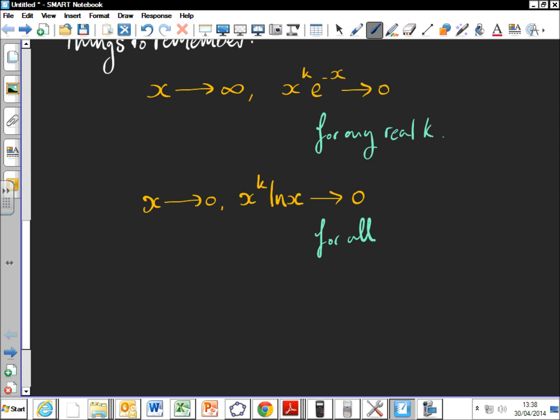That's for all k which are greater than 0. So you need to just remember those two things, because if they pop up when you do your integrations and you get something like that, you need to be aware how they behave.